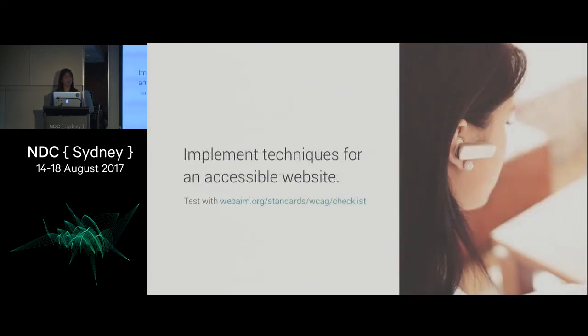What we can do also is to implement techniques for an accessible website. And there's a great checklist for accessibility on this link, webaim.org. So remember that some users will be using screen readers, for example, and try to work on the focus elements, on text alternatives for images, and adding labels to inputs and all of that.